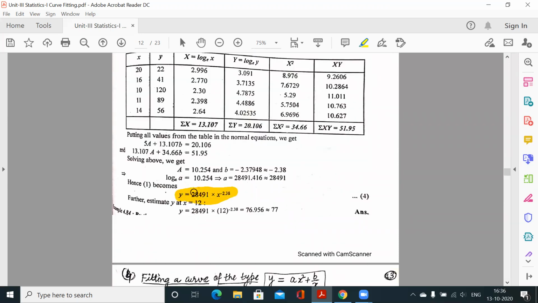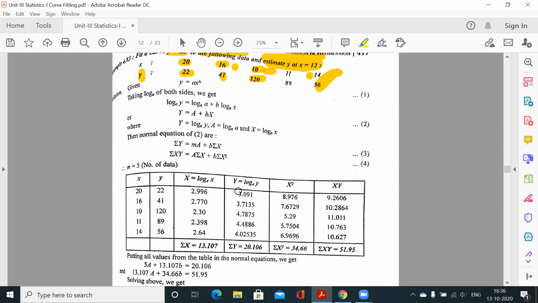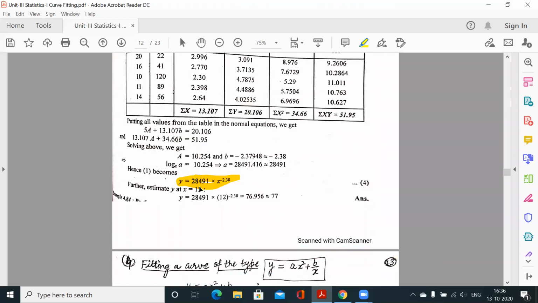And in this answer, because now we have the function y, the value of the function, we can get any value of y corresponding to any value of x, clearly. So this is the application. Here we have to fit this curve and estimate the functional value at x equal to 12. Using this function, we can get the value of the function corresponding to any x. So for x equal to 12, we will substitute x as 12 and we will get the functional value.